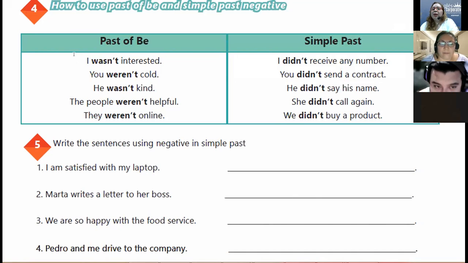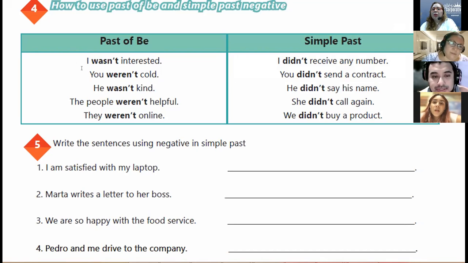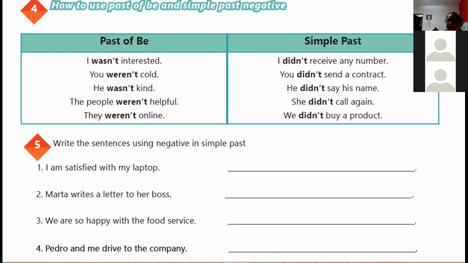Okay, I wasn't interested. You weren't cold. He wasn't kind. The people weren't helpful. They weren't online. Okay, now can I hear you please? Let's see. I don't know if Anadelma is at home now. Okay, but could you please, Linda, read the examples of past of be?